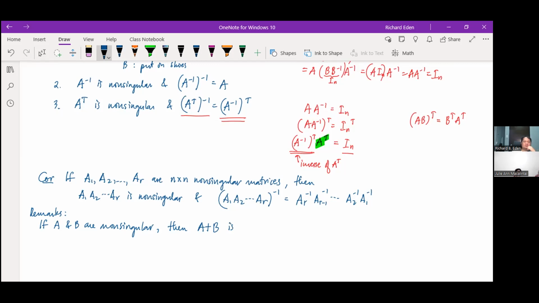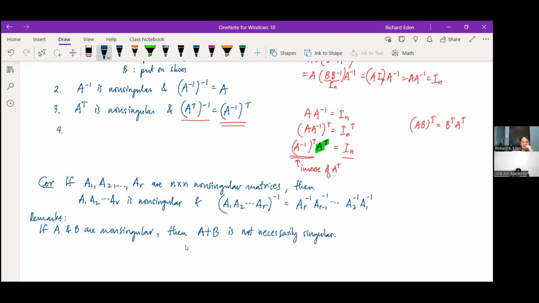Let's say the last row becomes 0, 0, 0. Then A plus B is not necessarily singular. Okay, let me add here number 4.